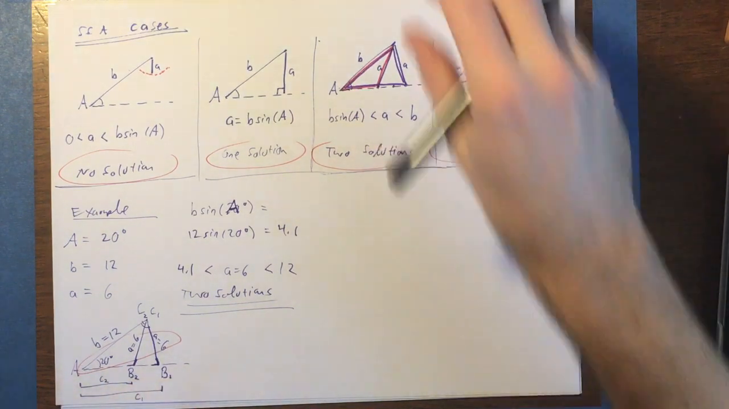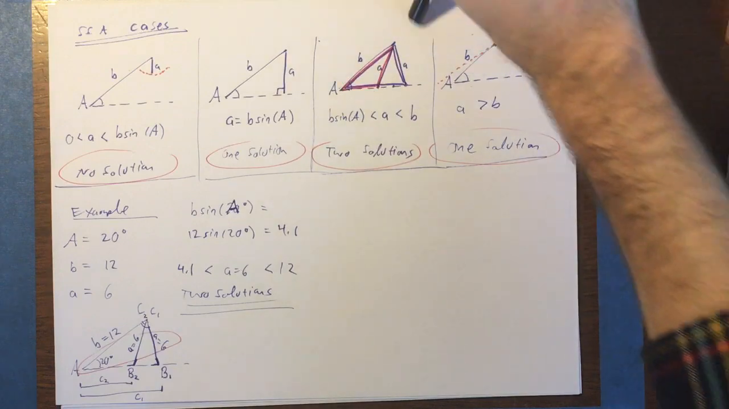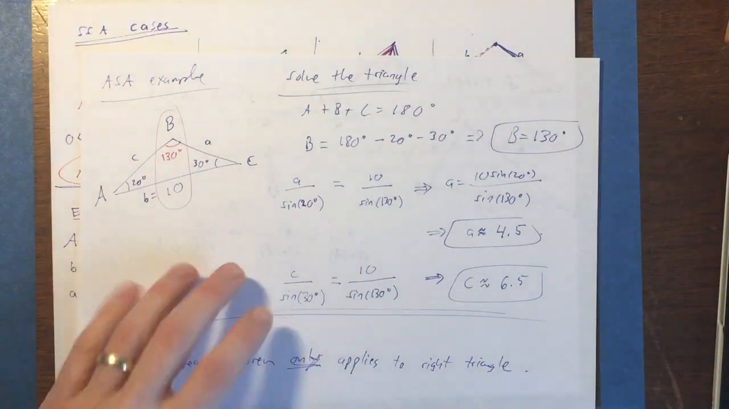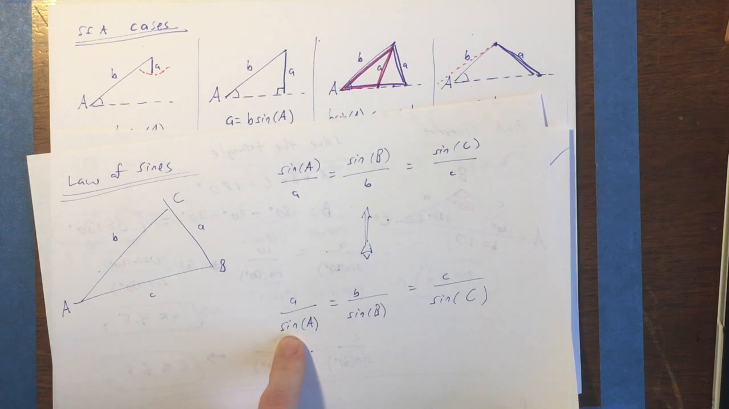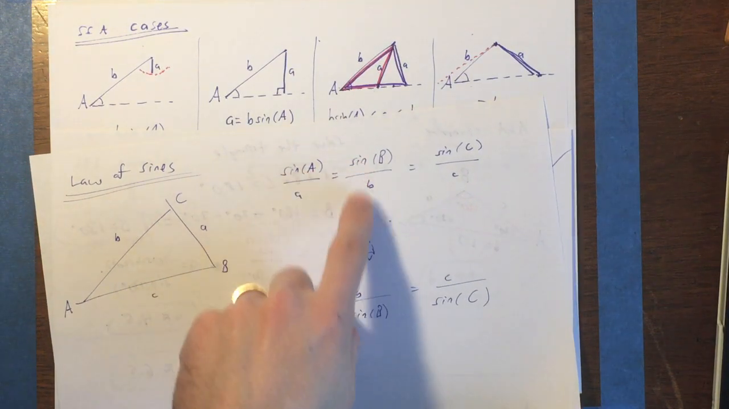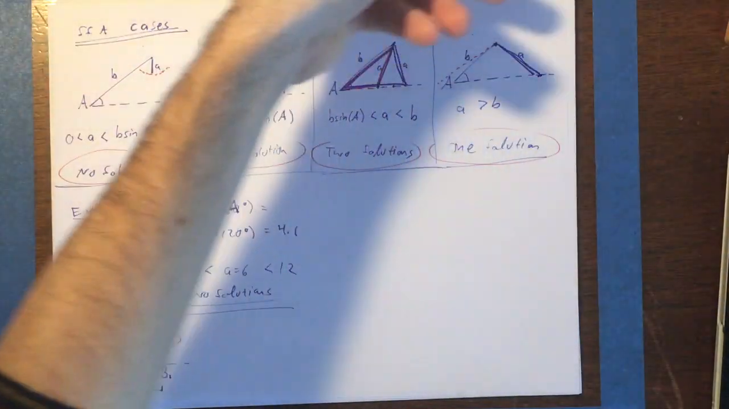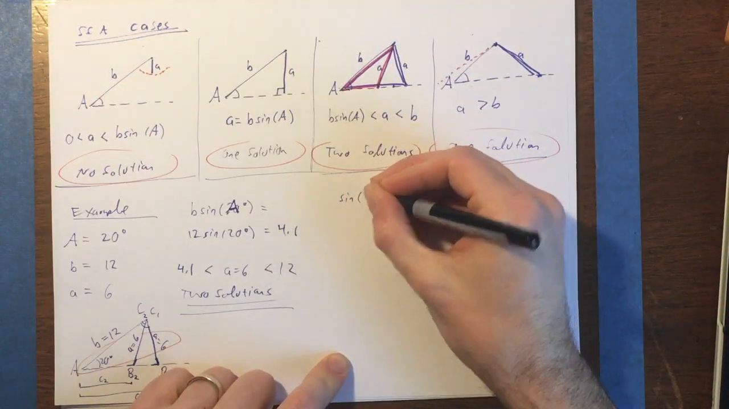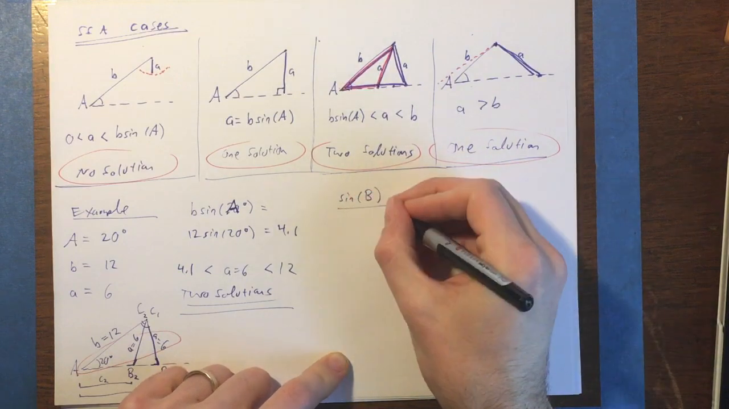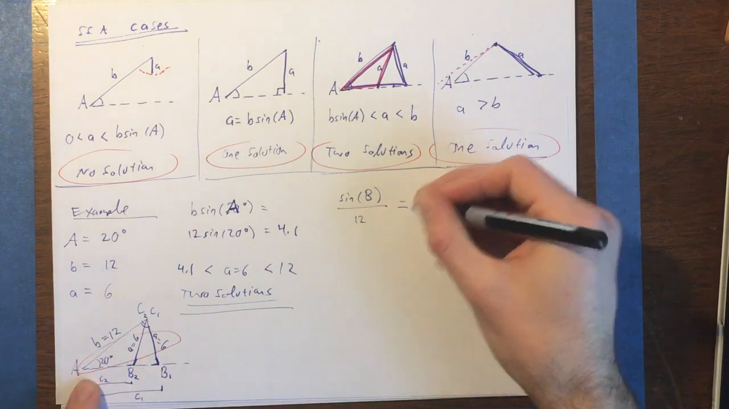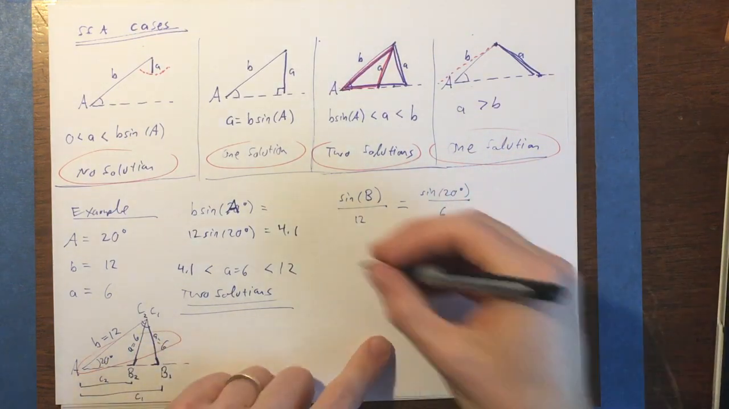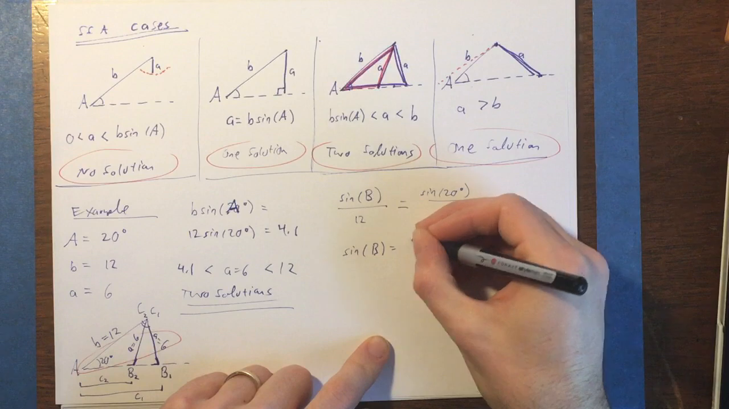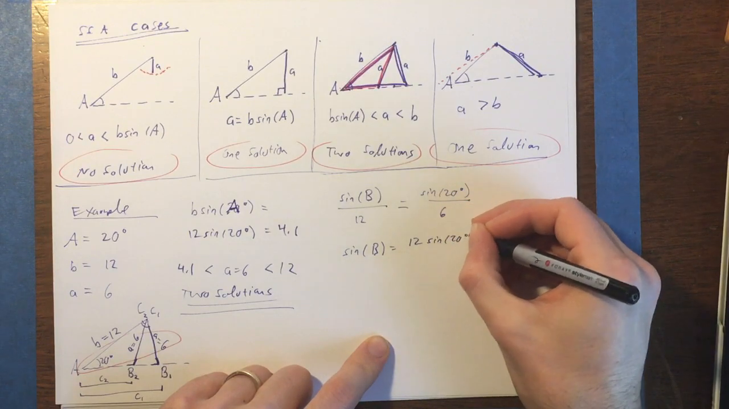So I'm going to set up the law of sines this time backward, the upside down way. So far, in the previous examples, we've been using this version with A over sine of something, right? But now we're going to flip it upside down and do the sine over the side length. So we're going to do sine of B divided by 12. It's going to have to equal sine of 20 degrees divided by 6. Okay, so sine B equals 12 sine of 20 degrees over 6.